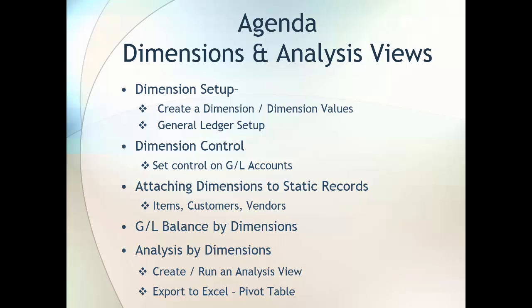We'll then have a look at how we can attach dimensions to records such as our customer and our vendor records, and also our items. We'll then have a look from a global dimension perspective, how we can look at the chart of accounts through those dimensions. And then so that we can see the additional dimensions, those other than our global dimensions, we will be looking at the analysis by dimension view card. We will see how we can run that view card and indeed how we can then export it to Excel.